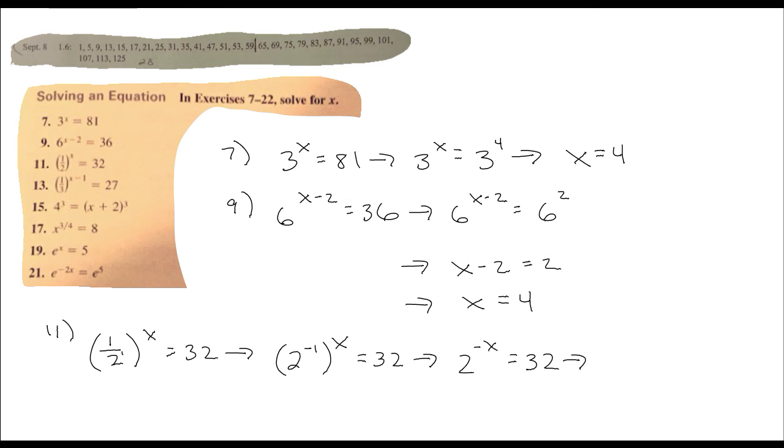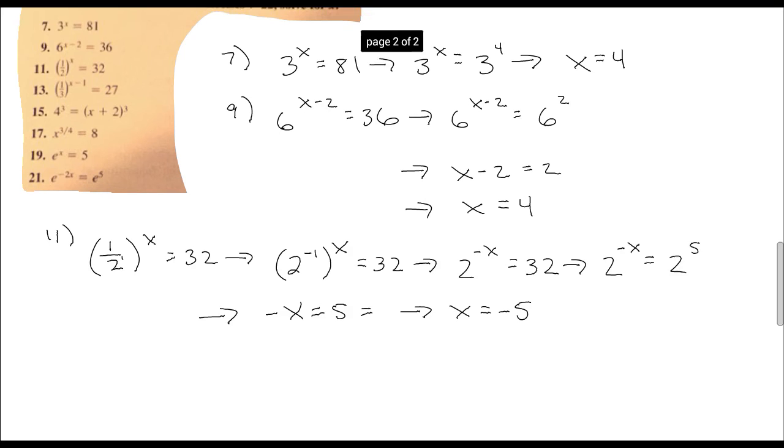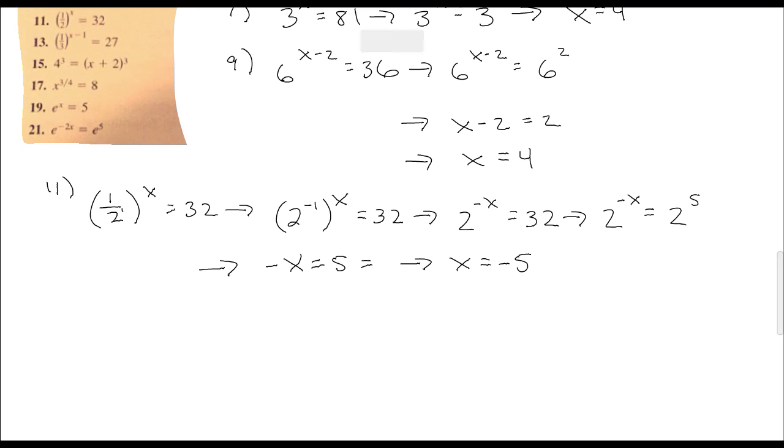Okay, now I need like bases, so 32 is the same as 2 to the 5th power. So now that I have like bases, I can equate the exponents. And I don't want to know what negative x is, I want to know what x is. So mentally multiplying both sides by a negative 1, that means x is negative 5. Okay, so 11 is done.